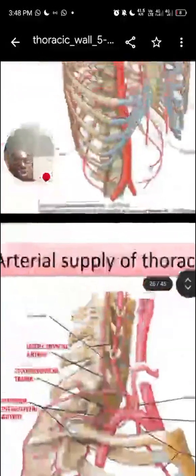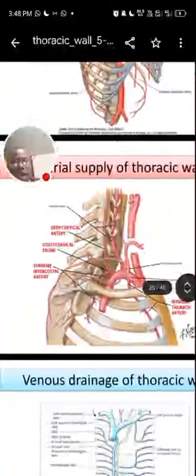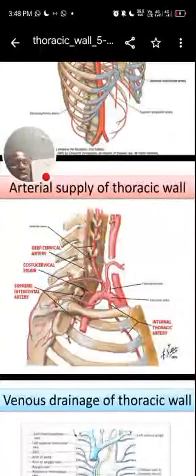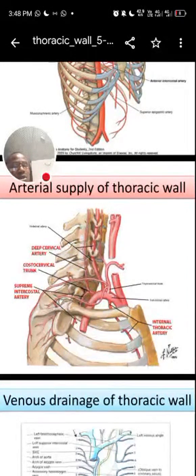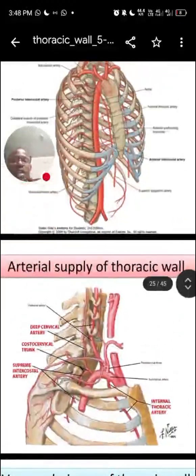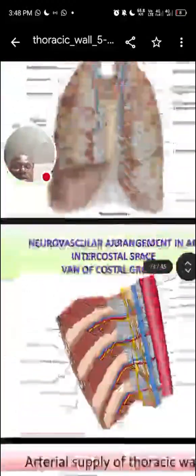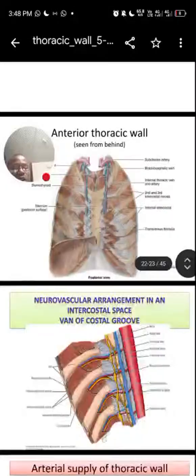We're going to look at venous drainage. We're going to look at blood supply, the arteries. We say CID. This is the supreme intercostal. SIA, this is the costocervical trunk. This is the internal thoracic artery. This is the deep cervical artery. Then when we come back, we'll still look at the wall of the thorax.